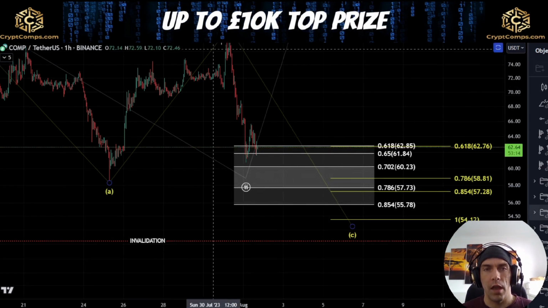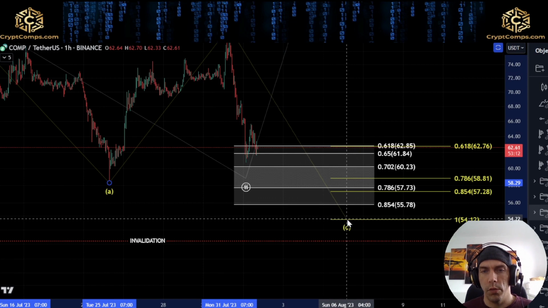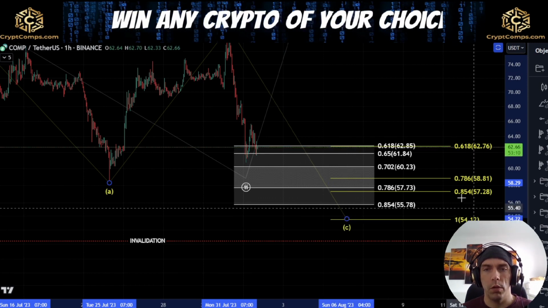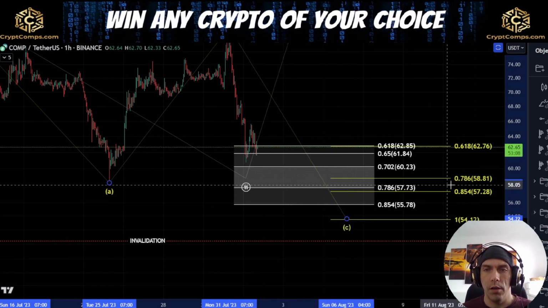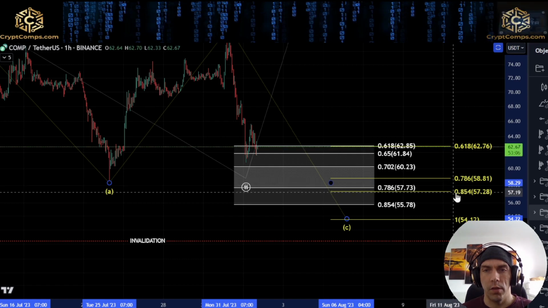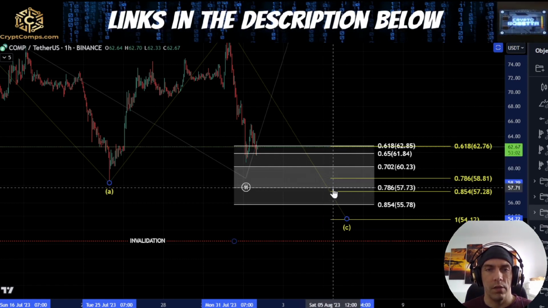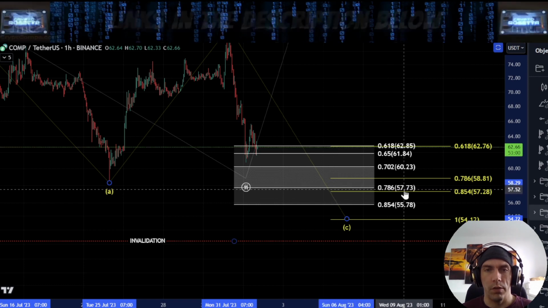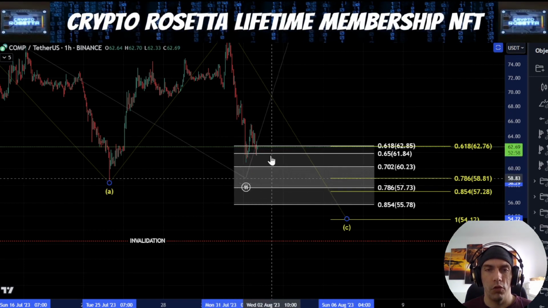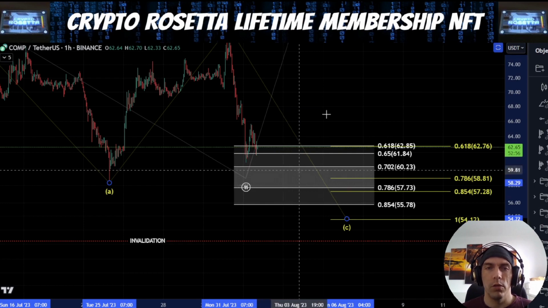So if we're looking at this as A, B, and C, the 1-to-1 off of that high would actually be 54.12. But as well as that, I will be keeping an eye on this area here of the 786 and this 854, because they are aligning with the idea of coming back into this 786, this 57.73 area. So if we do see price push down here one more time, potentially we could see something like this.